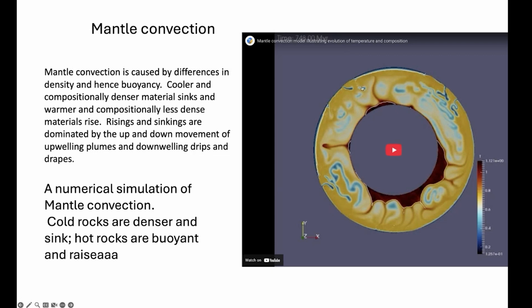And so this is a numerical simulation, and the cold rocks are dense and sink. Those are the blue things. You can see them sinking there. And then the red things are hot rocks that are rising. And you can imagine that near the core, the mantle is hotter, and near the surface, it's cooler. So let's watch this numerical simulation.